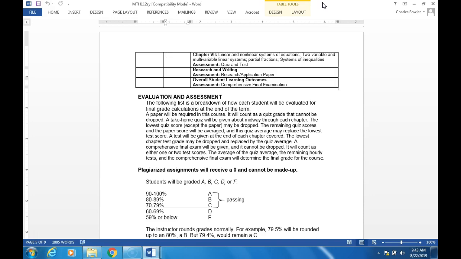The comprehensive final exam will be given and cannot be dropped. It will count as either 1 or 2 test scores. Why is that? Well, if you blow the final, I only count it once. If you do better on the final than your average coming in, I count it twice. Whatever helps you the most. So the average of the quiz, the remaining hourly test, and the comprehensive final exam will determine the final grade for the course. And then, of course, we do 90s or A's, 80s or B's, and 70s or C's.